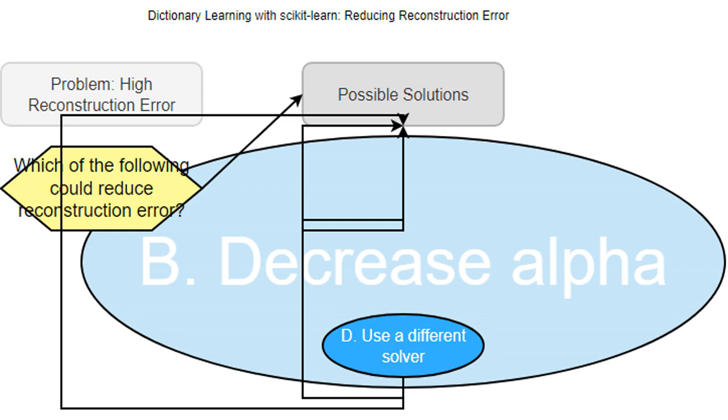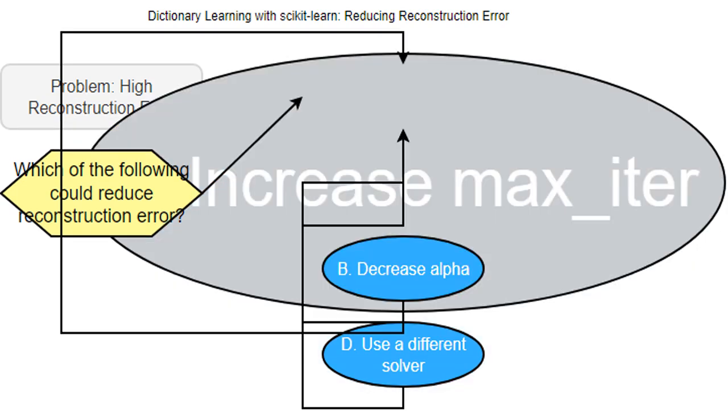Think of it like this. A higher ALPHA is like using only a few broad brush strokes to paint a picture. You lose detail. A lower ALPHA lets you use more detailed brush strokes, improving the likeness of the picture to the original. The MAXITER parameter sets the maximum number of iterations the algorithm runs. Increasing MAXITER gives the algorithm more chances to find a better solution. Think of it like giving the algorithm more time to refine its representation of the data. More time equals more optimization.